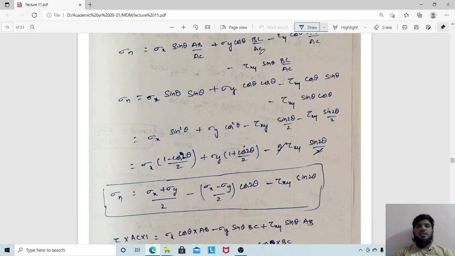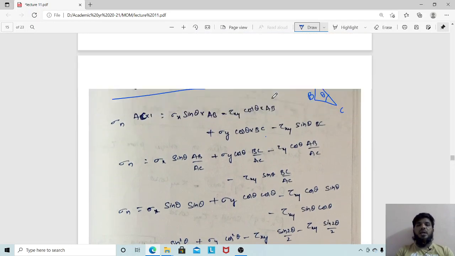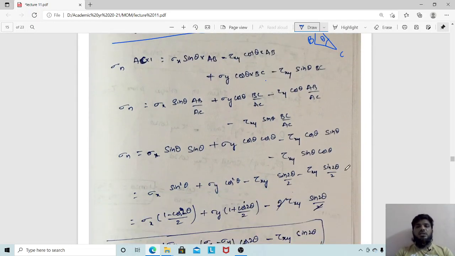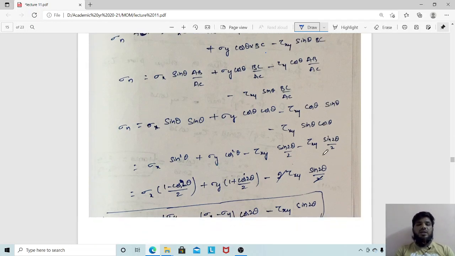Similarly, BC by AC is cos theta, this is adjacent side by hypotenuse. Similarly, you write sigma x sin square theta, sigma y cos square theta, minus tau xy sin 2 theta by 2, because the formula for sin 2 theta is nothing but 2 sin theta cos theta. Here we are having only sin theta cos theta, so we divided by 2.